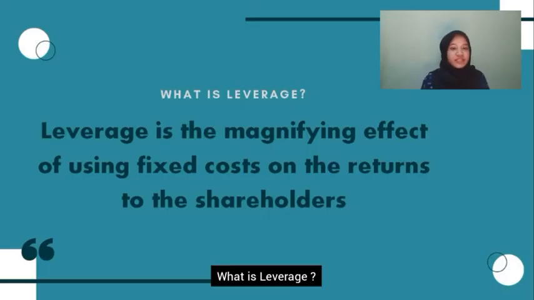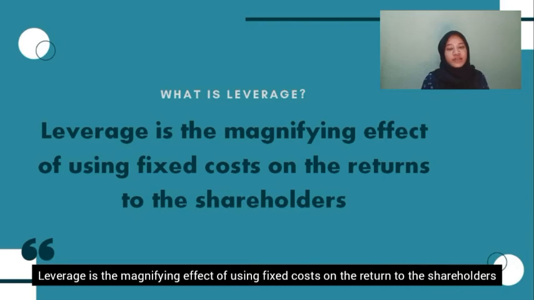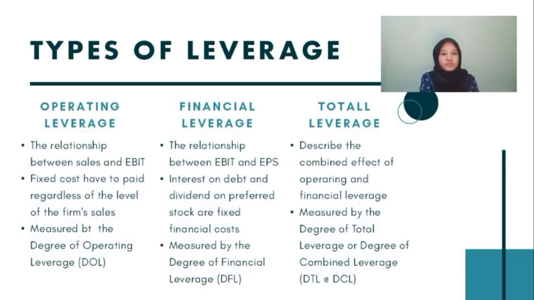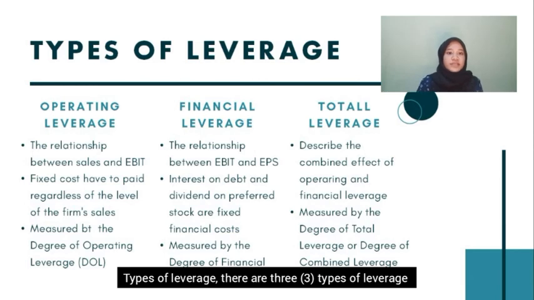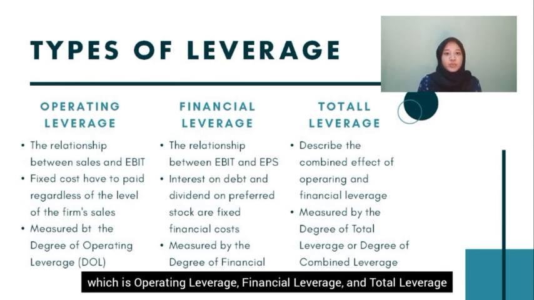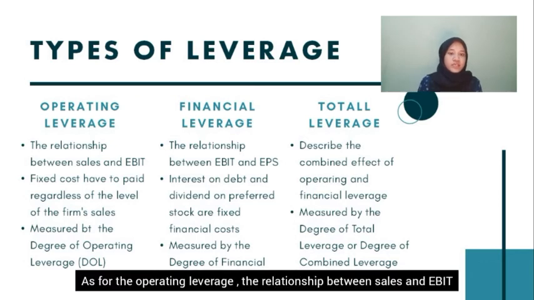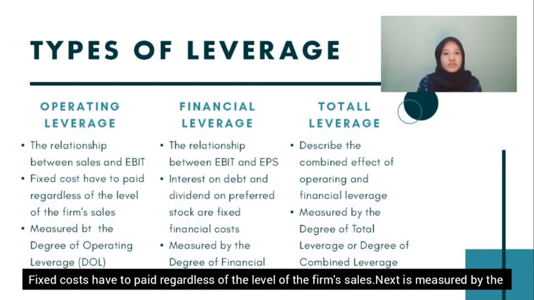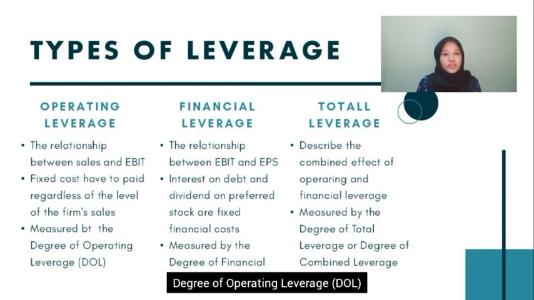What is leverage? Leverage is the magnifying effect of using fixed costs on the returns to the shareholders. There are three types of leverage: operating leverage, financial leverage, and total leverage. Operating leverage is the relationship between sales and earnings before interest and tax. Fixed costs have to be paid regardless of the level of the firm's sales. It is measured by the degree of operating leverage.